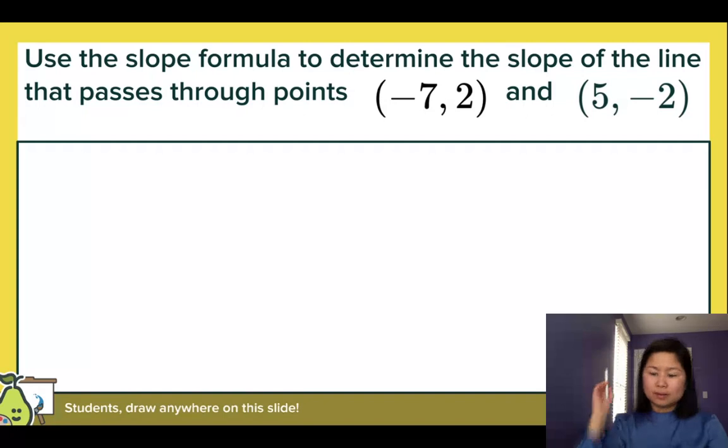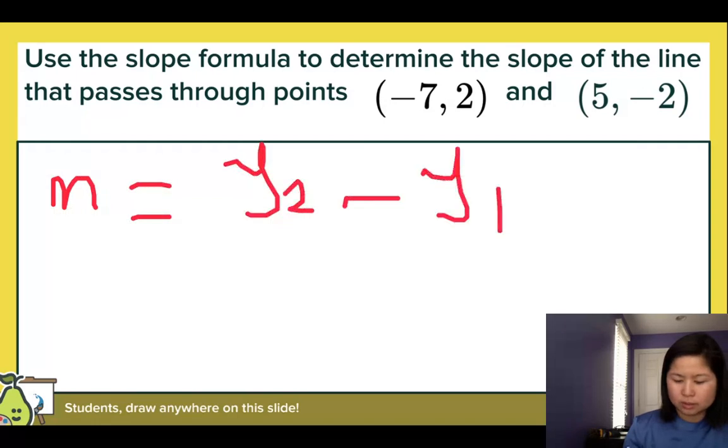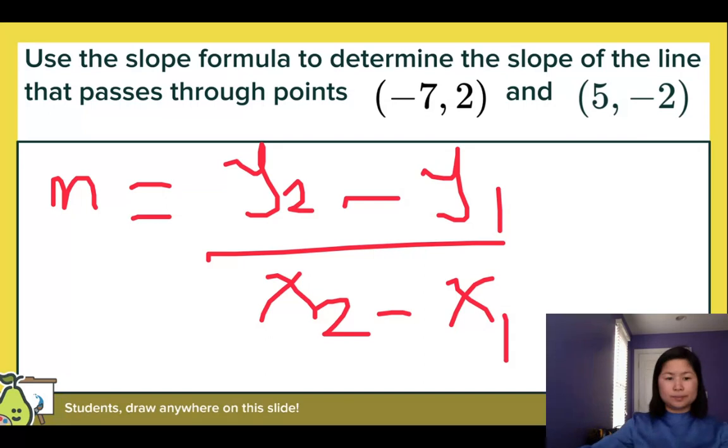All right, find the slope. If you have 2 points, the formula for you is m equal y2 minus y1 over x2 minus x1. So what is the slope of this problem? Can you share out in the chat, please? So go ahead and share your answers. Okay, so what is the slope of this one?